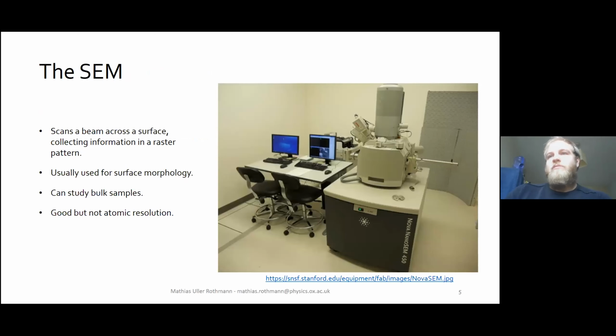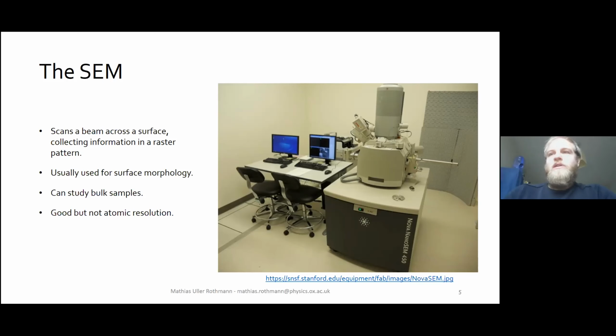So this is one type of microscope that many people will be familiar with. It's a scanning electron microscope. It's not going to be the main focus of the talk, but I do want to talk about it a bit because it's quite commonly used by people. In this case, you can see it's a tabletop microscope where you scan a beam across a surface in a raster pattern, and you collect information as the beam goes.